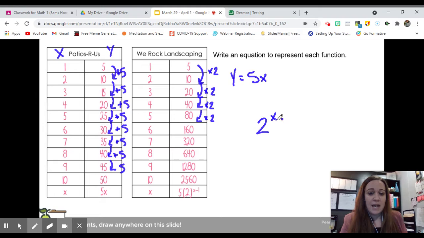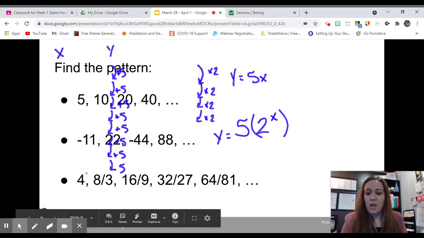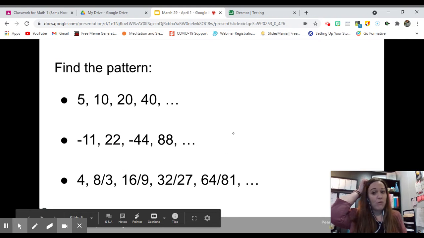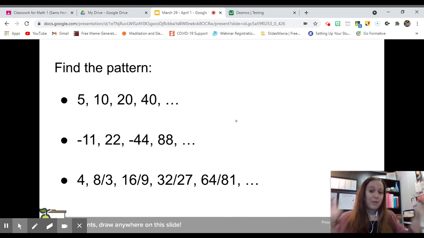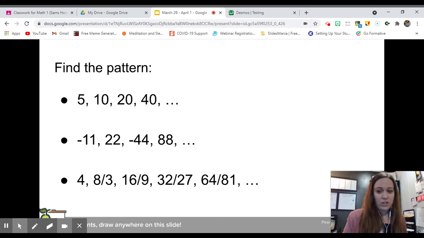My exponent is x, and my ratio is multiplying by 2. My very first term in this particular problem was the number 5. So I would take 5 times 2 to the x power. On the next one, we are now finding the difference between arithmetic, or a linear function, and geometric, or an exponential function.